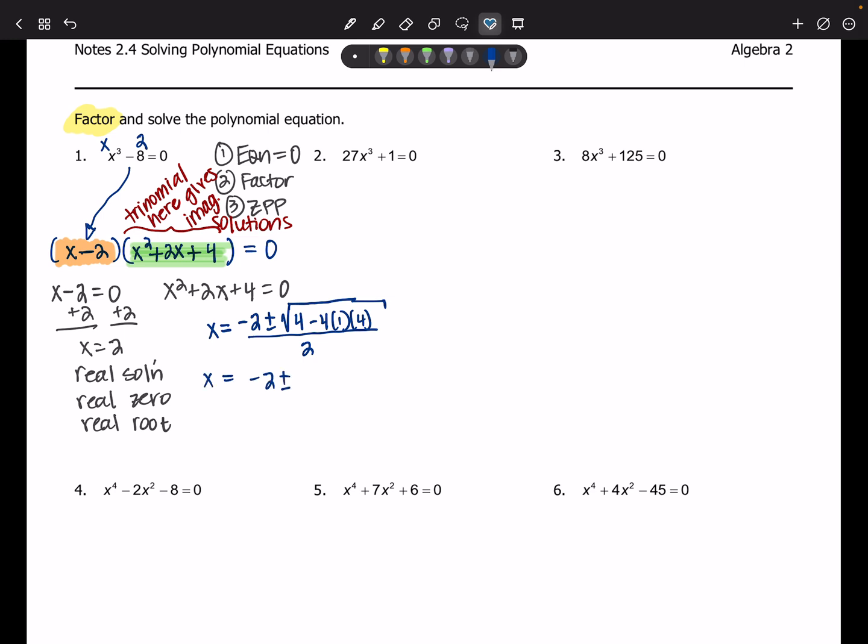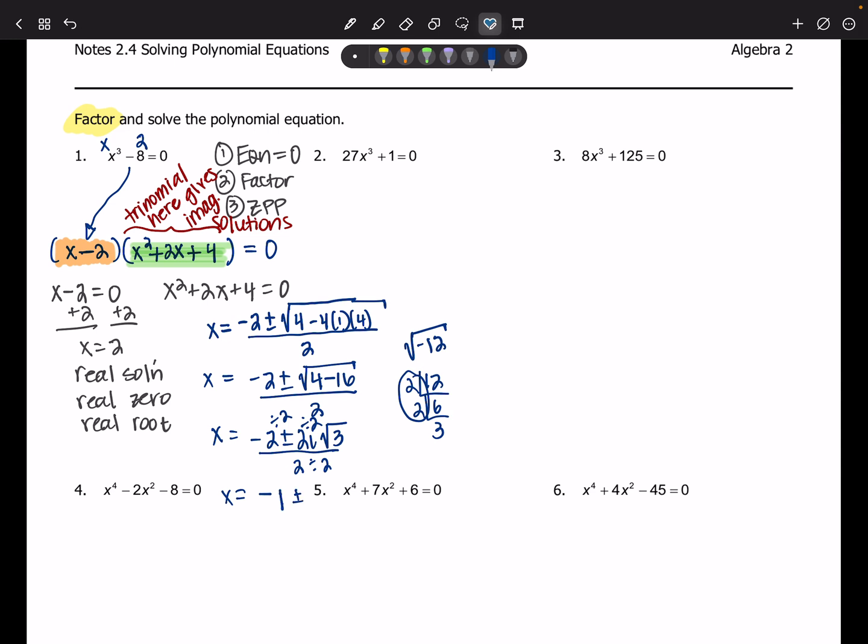So I've got negative 2 plus or minus the square root of 4 minus 16, all over 2. 4 minus 16 is negative 12. So x equals negative 2 plus or minus. I'm going to take out an i, and then I'm going to break down that 12. I've got a pair of 2's. So I've got 2i times the square root of 3 all over 2. And that becomes x equals divide by 2, divide by 2, divide by 2, and we get x equals negative 1 plus or minus i times the square root of 3 all over 1.